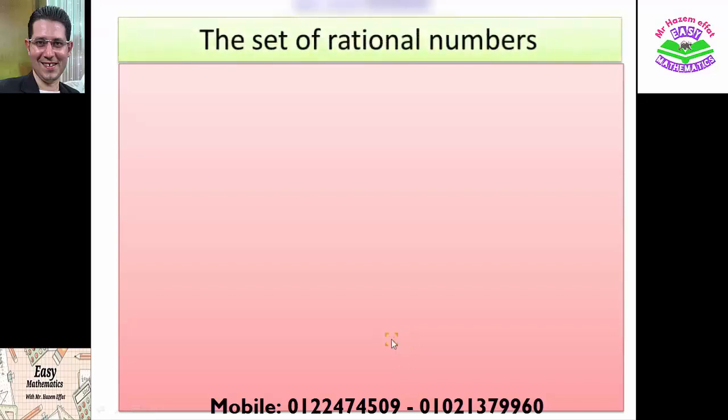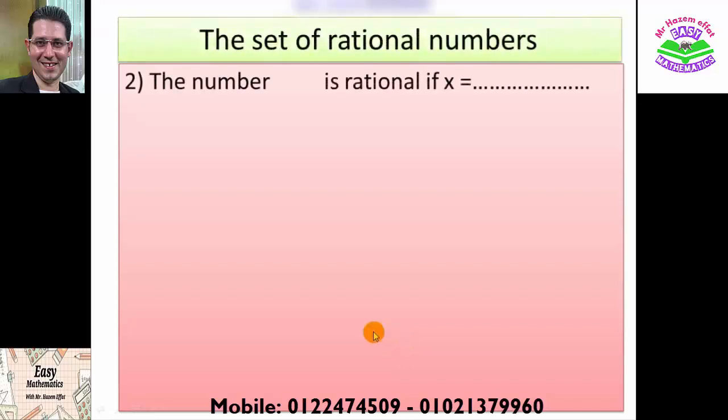Let's see more exercises. Follows a set of rational numbers. The number x plus 3 over x minus 5 is a rational number if x not equals what? Yes, we must also look to the denominator. Because we have here negative 5, we must replace x here by positive 5 to get 0 and exclude this number. So the final answer here will be 5.